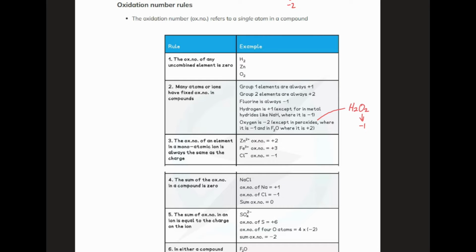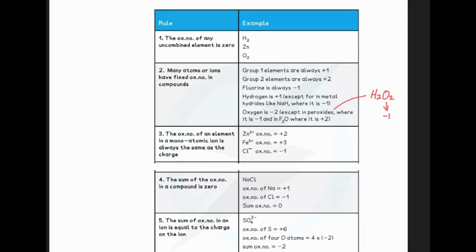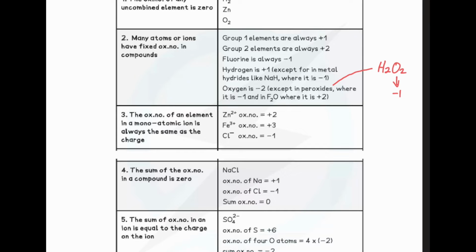Then let's move on. Number 3: the oxidation number of an element in a monoatomic ion is always the same as the charge. So these are monoatomic ions, one atom. Zn2+ is positive 2, Fe3+ is positive 3, chloride Cl- is negative 1. So it is direct.